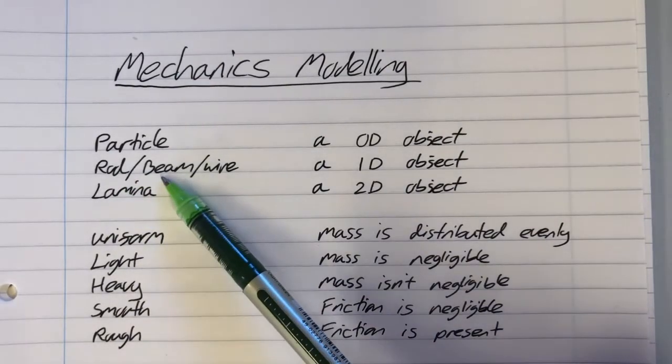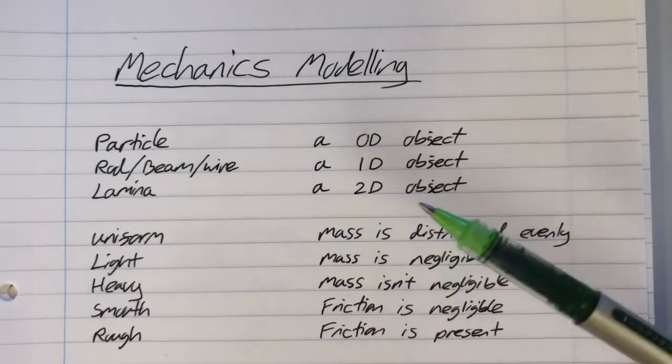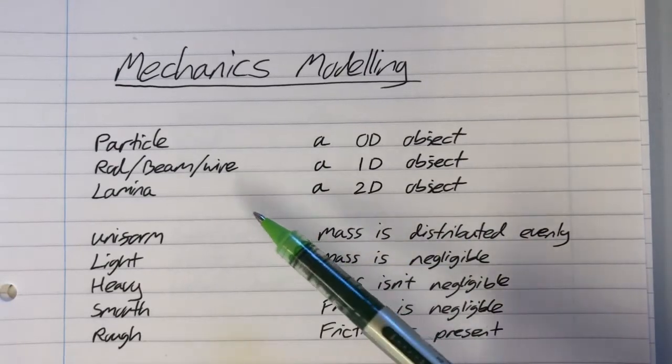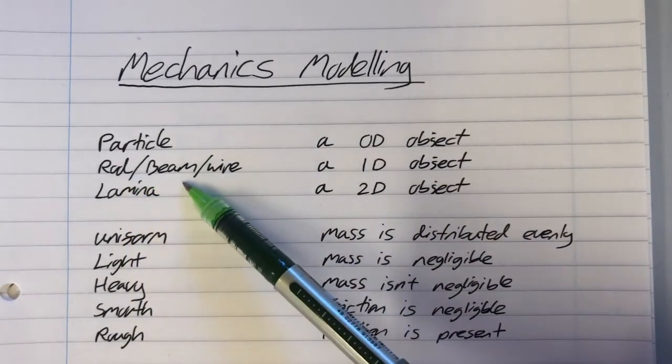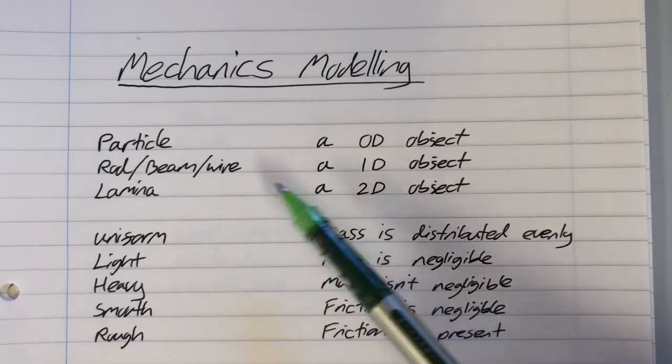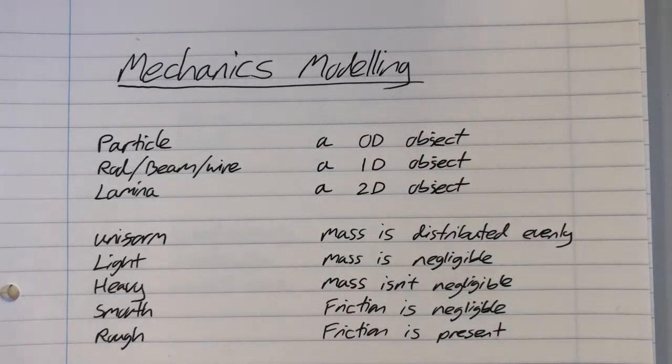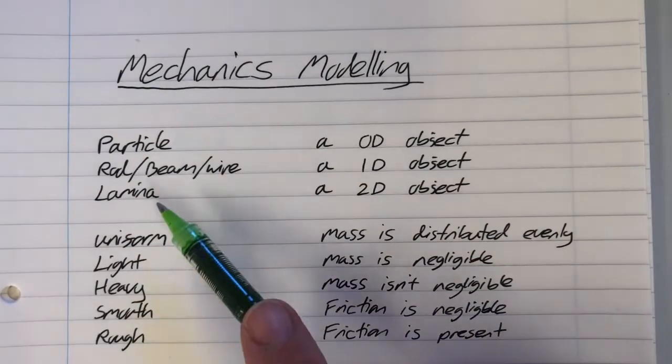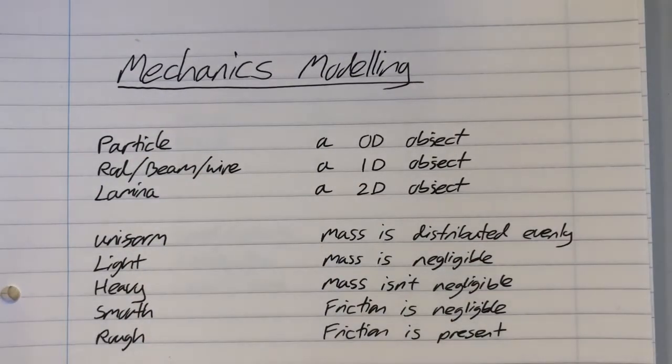A rod or a beam is defined as a one-dimensional object, so we'll meet that a lot in second year. A wire is a one-dimensional object that can bend, and sometimes you'll have a wire with a bead on it, but that tends to be in further maths. Laminar is a two-dimensional object, so a piece of paper or a piece of sheet metal or sheet plastic. It doesn't have to be a rectangle, it could be any shape.